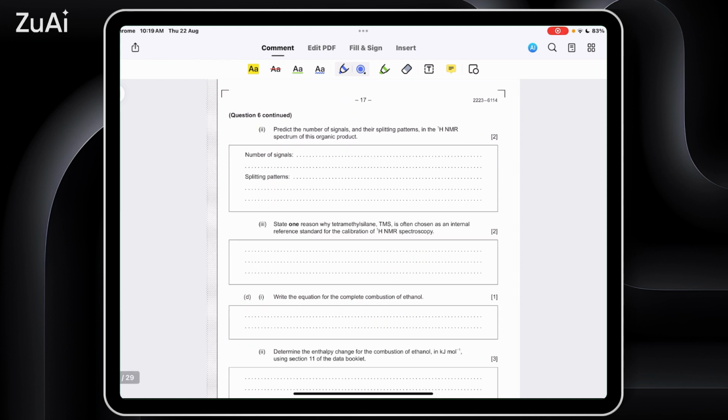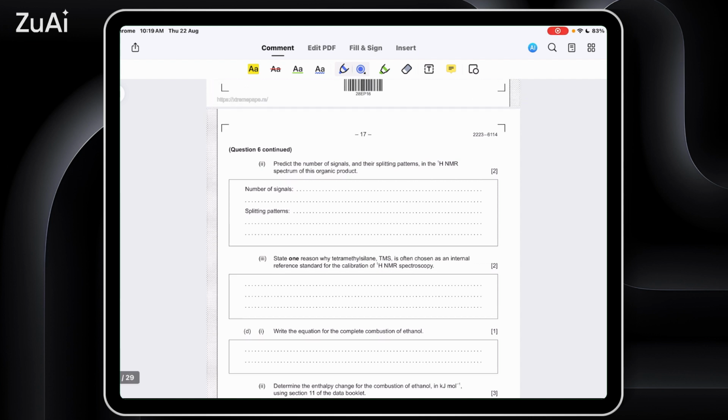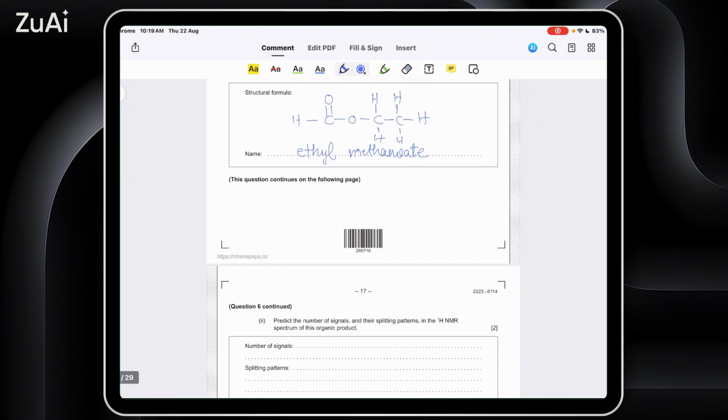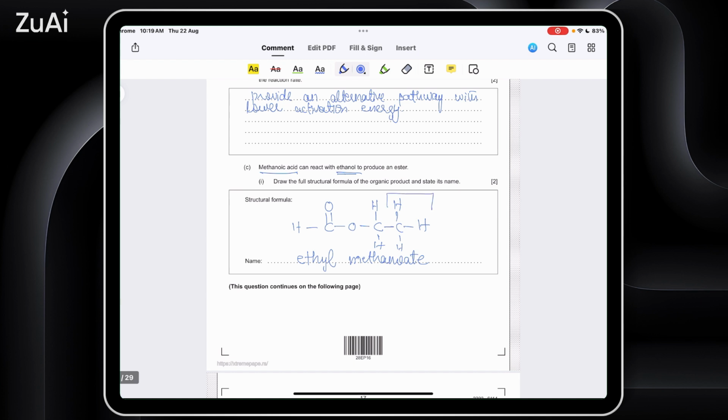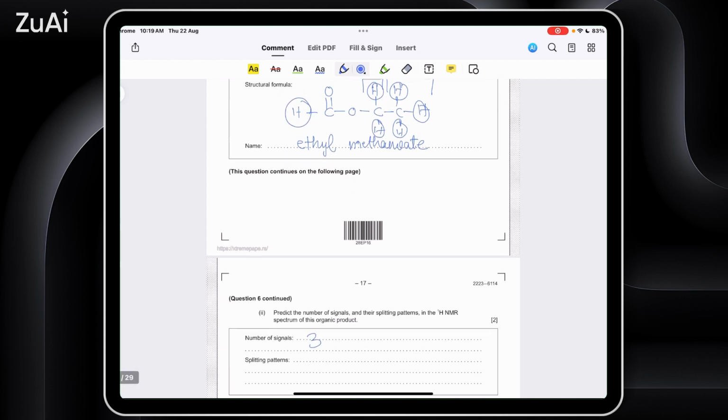Predict the number of signals and splitting pattern in the proton NMR of this product. So how many different protons do we have in this compound? We have 1, 2, 3. So how many signals should we have? 3, because we have 3 different environments. Always remember, this is one signal, this is the second, because these 3 hydrogens are in the same environment. These 2 hydrogens are in the same environment, and this one. So there are 3 signals.